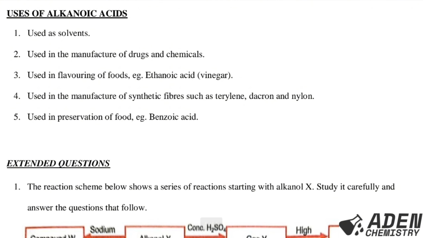So next, let's move to the third part of our class, where we are going to see the uses of the alkanoic acids. Number 1, they are used as solvents. Number 2, they are used in the manufacture of drugs and chemicals. Number 3, they are used in flavoring foods, that's ethanoic acid or vinegar. Number 4, they are used in the manufacture of synthetic fibers such as trilene, dacron, and nylon. Number 5, they are used in preservation of food, that is benzoic acid.